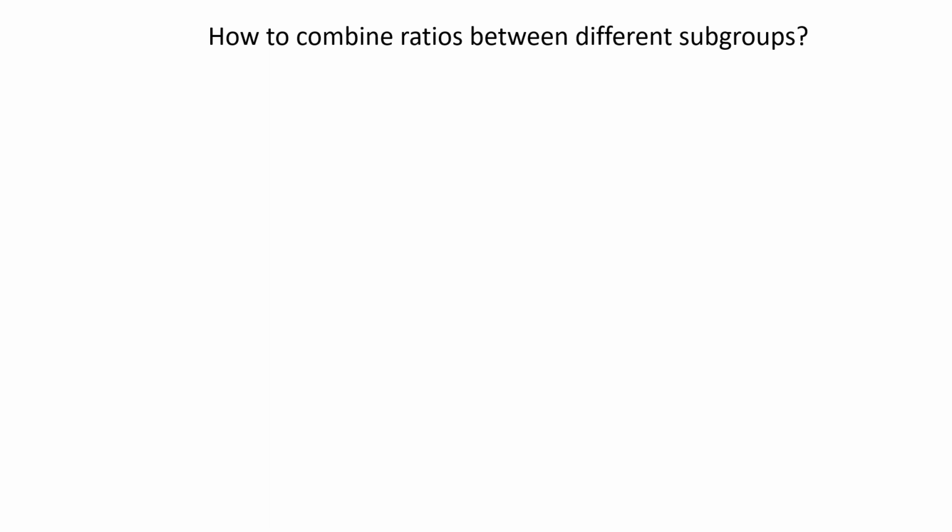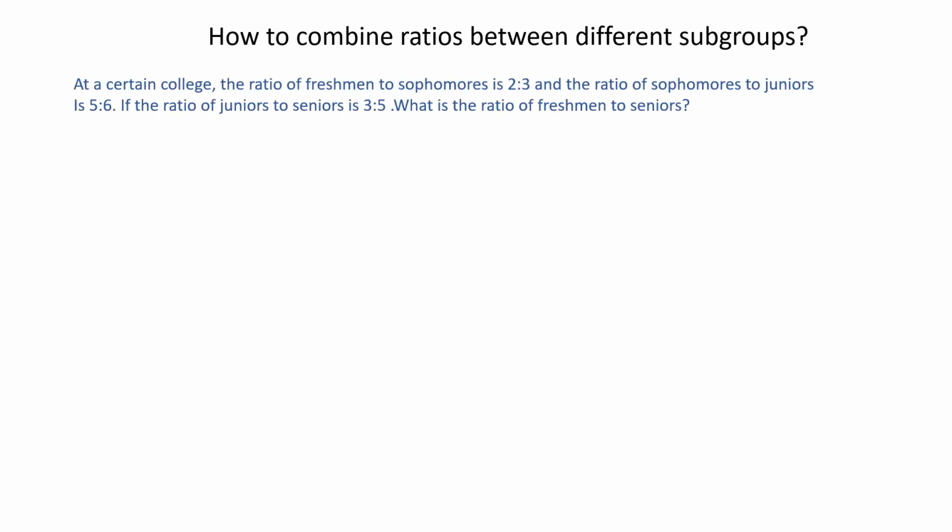Okay, let us learn how to combine ratios between different subgroups, with a question here. At a certain college, the ratio of freshmen to sophomores is 2:3 and the ratio of sophomores to juniors is 5:6. If the ratio of juniors to seniors is 3:5, what is the ratio of freshmen to seniors?